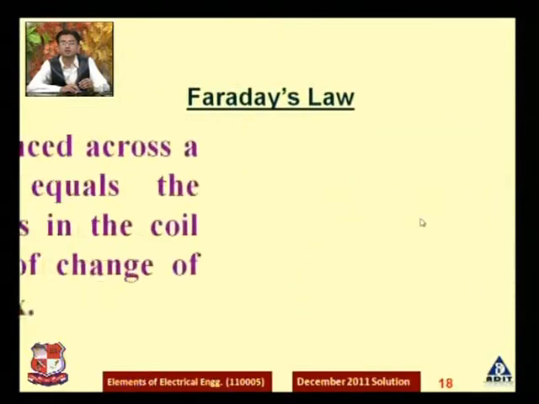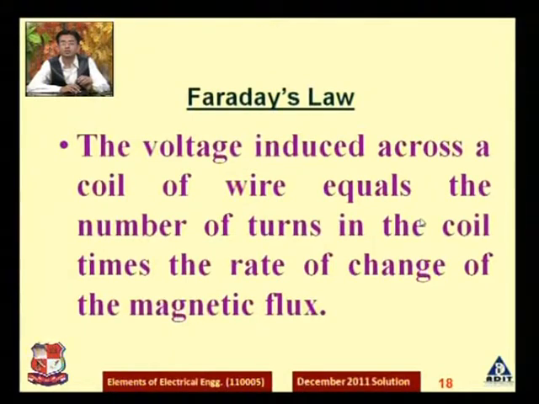So from Faraday's laws, we can say that the voltage induced across a coil of wire is equal to the number of turns in the coil times the rate of change of magnetic flux, right? If you increase the rate of change of magnetic flux, then the induced EMF will be more. What is the other parameter? The other parameter is the number of turns in the coil. If you increase it, then the induced EMF will also be more, right?